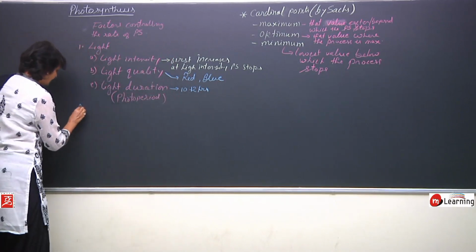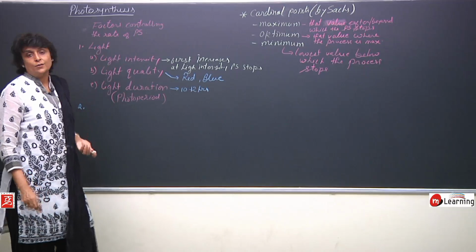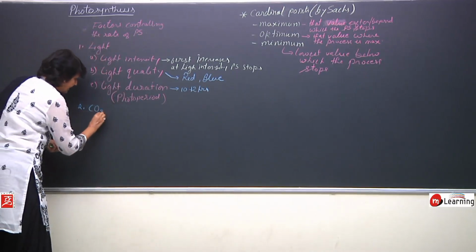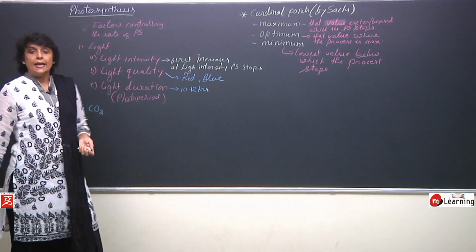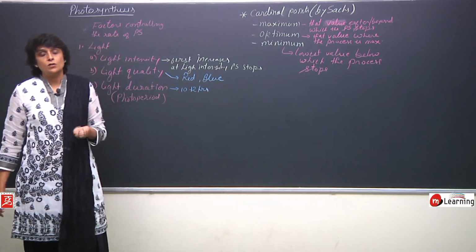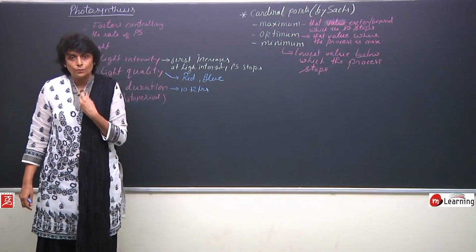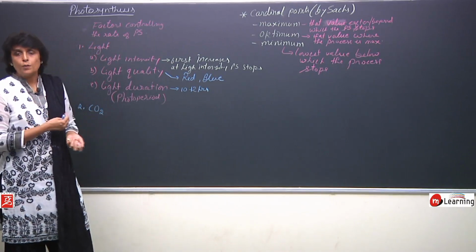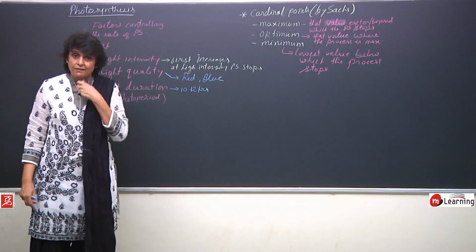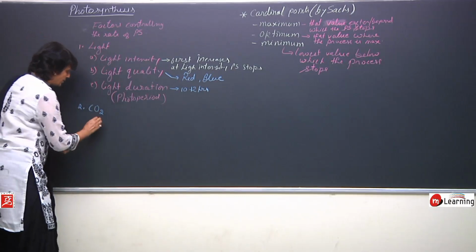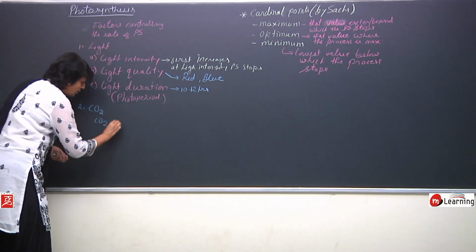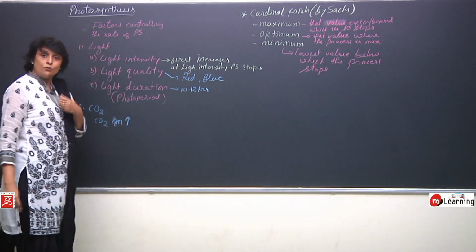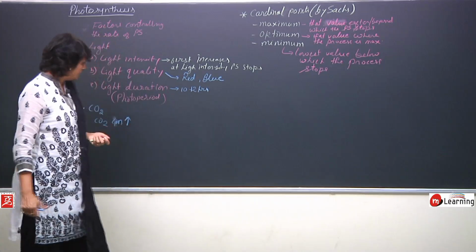This is one factor. The next factor which can control the rate of photosynthesis is carbon dioxide. In the atmosphere, the carbon dioxide concentration is very, very low. But that less carbon dioxide is enough for performing photosynthesis. But if CO2 concentration increases, then what will happen to the rate of photosynthesis?